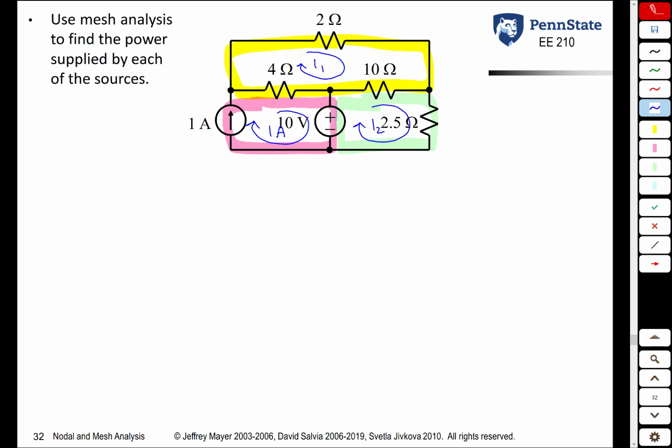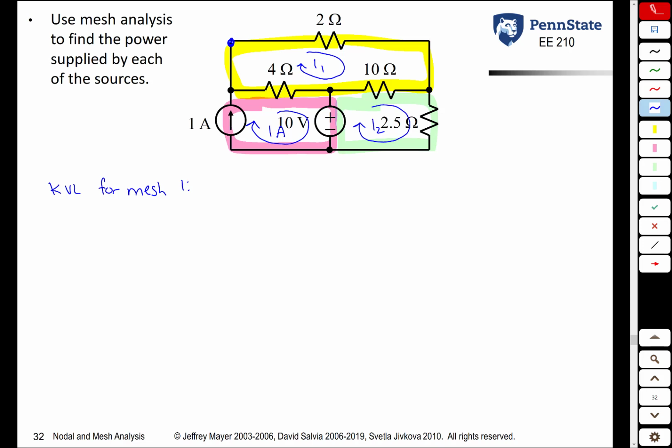So the next step is we write KVL equations for what? Mesh 1 and mesh 2. So let's do mesh 1 first. We're going to start at this point here, and we're going to sum voltage drops across all the elements as we go through that mesh.